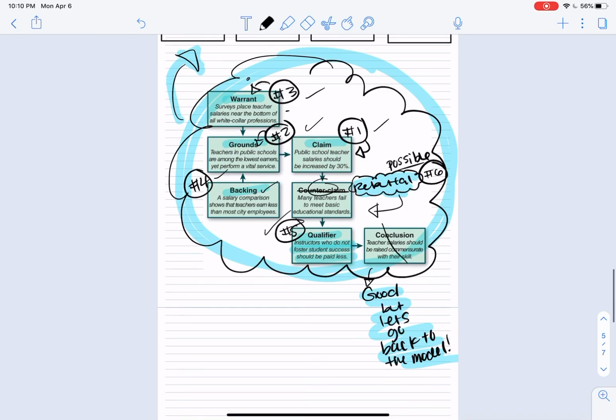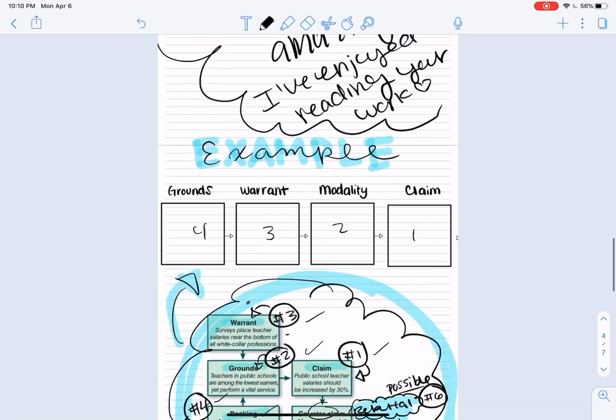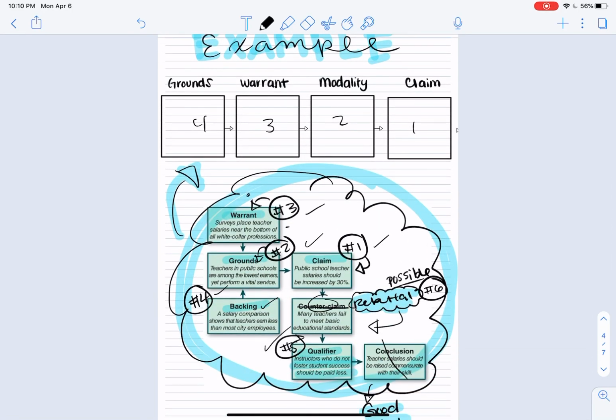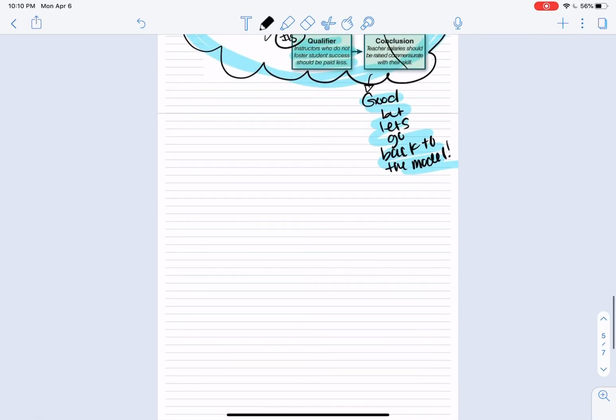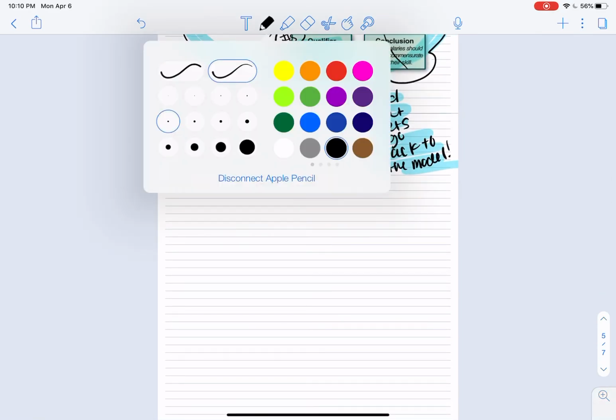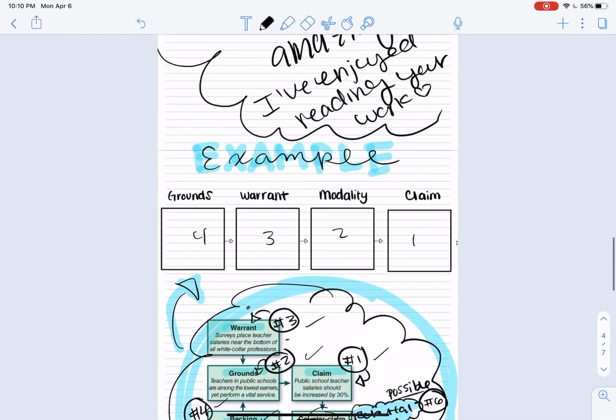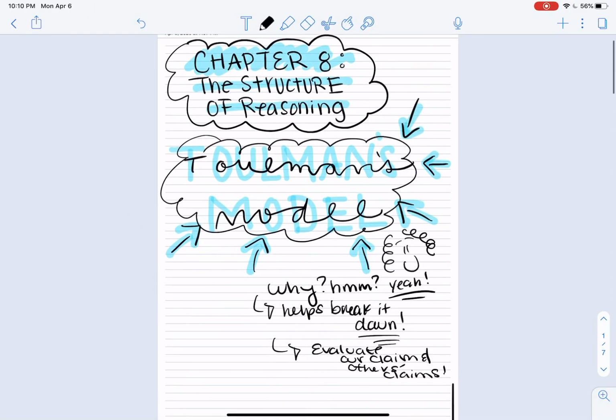So remember, your brief outlines each of these elements associated with Toulmin's model. So the more familiar you are with Toulmin's model, the better off you're honestly going to be. But if you do have any questions or concerns, please do not hesitate to email me.